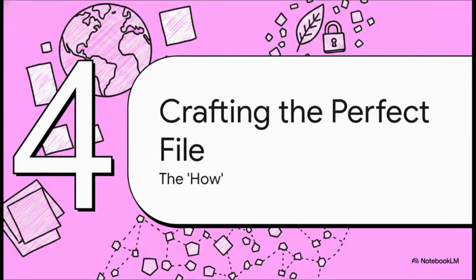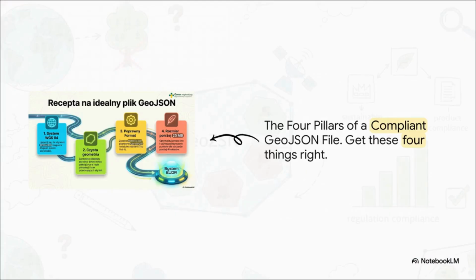Okay, we know what we have to do and why. But what does a good, compliant GeoJSON file actually look like? Let's get into the how. To build a file that the EU's system will actually accept, you just need to focus on four key things. Think of them as the four pillars of a perfect GeoJSON file. If you get these four things right, you are well on your way.